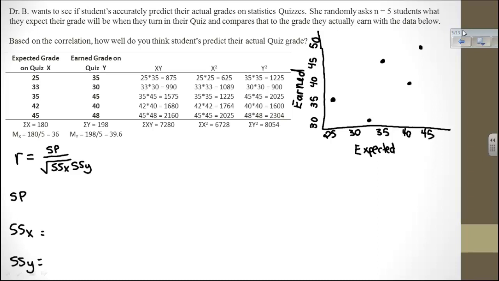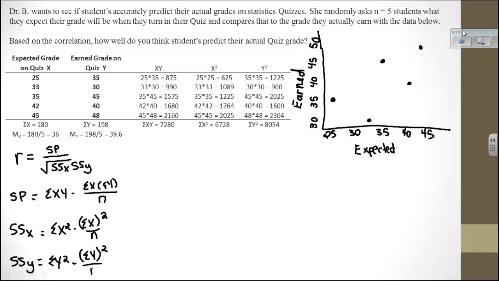All right. Sum of products is the sum of x times y, minus the sum of x quantity times the sum of y, divided by n. Sum of squares x is the sum of x squared minus the sum of x quantity squared divided by n. Sum of squares y is the sum of y squared minus the sum of y quantity squared divided by n. Okay?